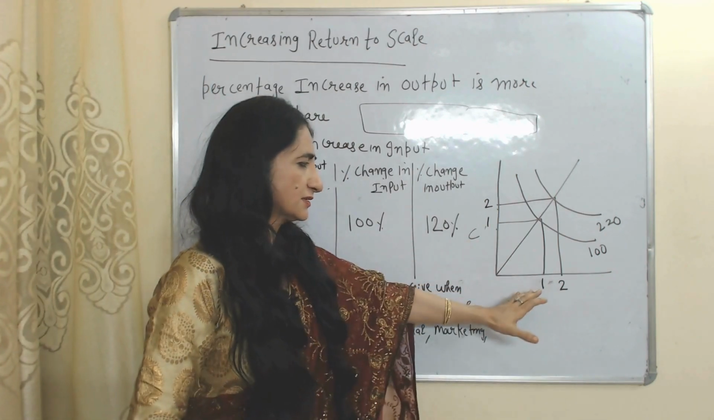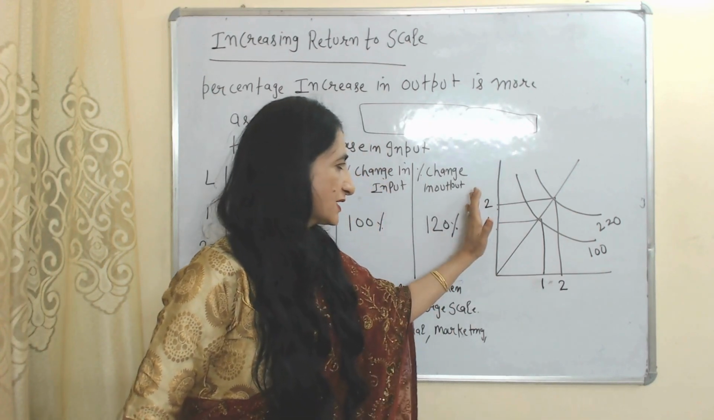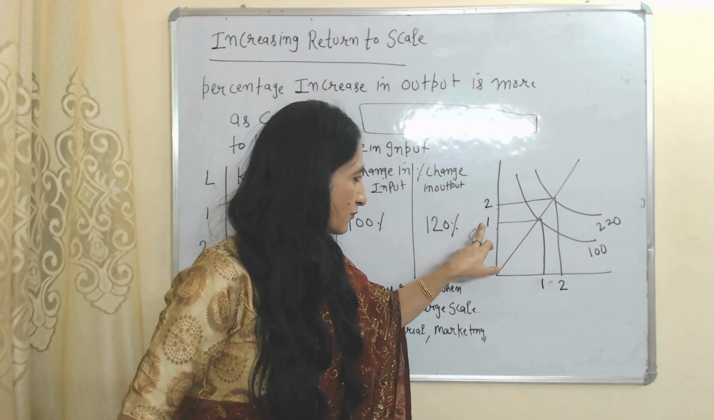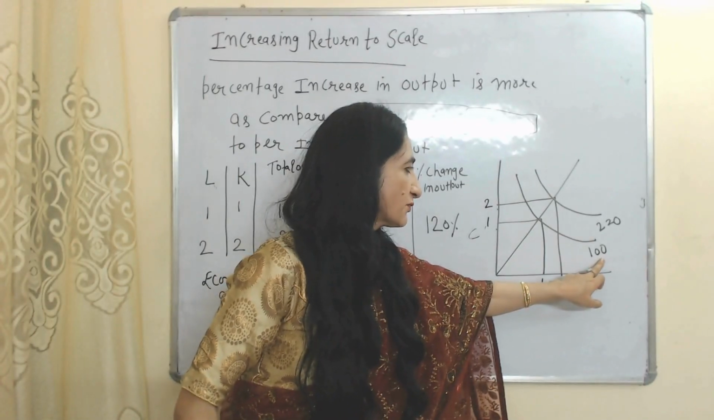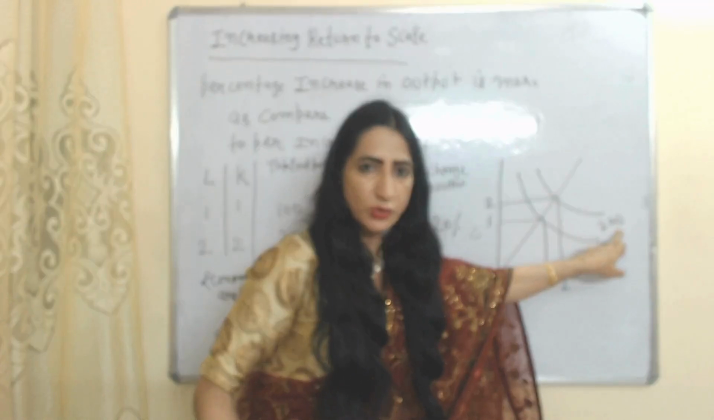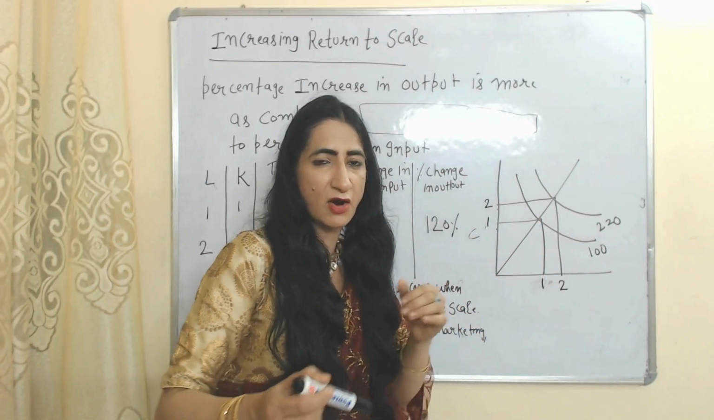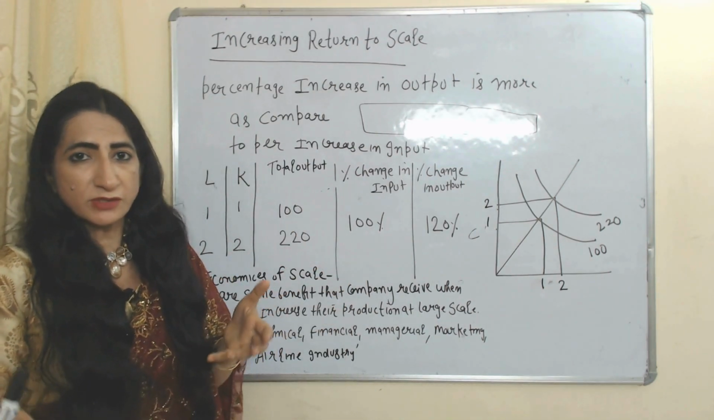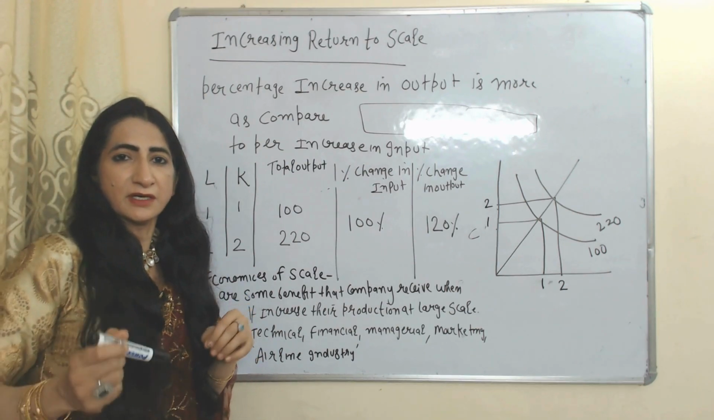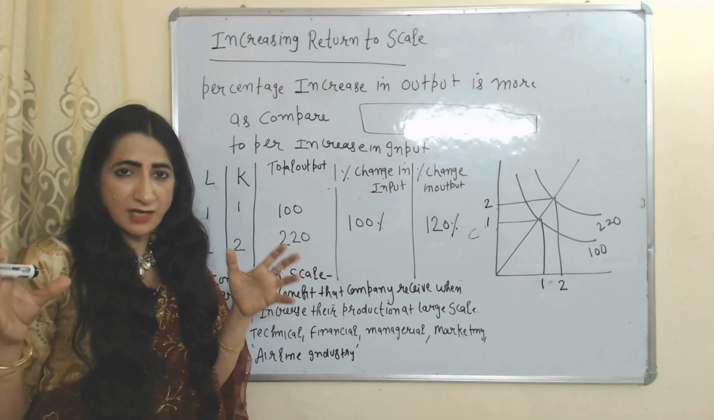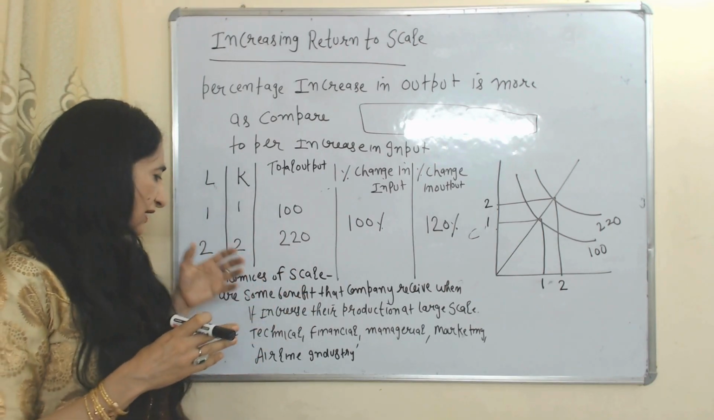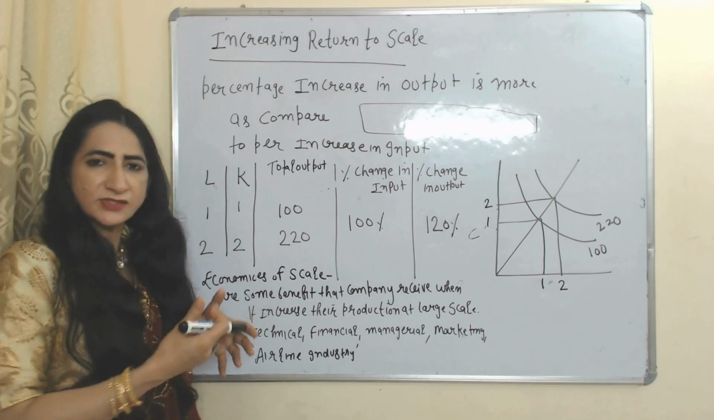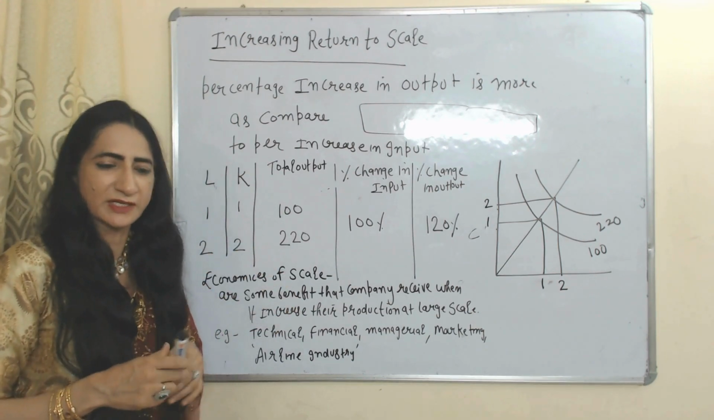Same thing you can see in this diagram. On the x-axis we have labor, on the y-axis we have capital. When we increase our labor from 1 to 2 and capital also from 1 to 2, our output increases from 100 to 220. So the percentage increase in output is more as compared to the percentage increase in input. But why? Because of economies of scale. During the long time period, when we increase our production at large scale, we receive some economies of scale like technical, financial, managerial and marketing economies of scale. And the airline industry normally receives increasing returns to scale.